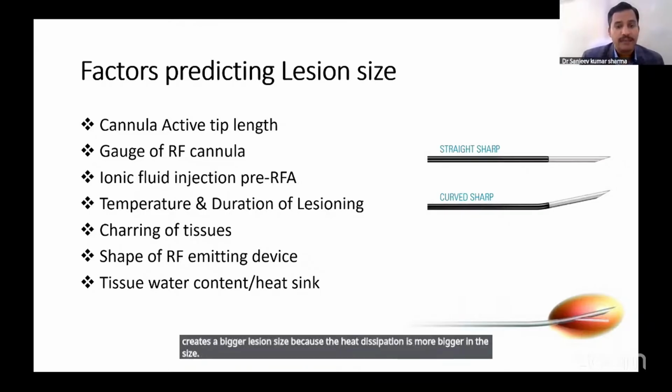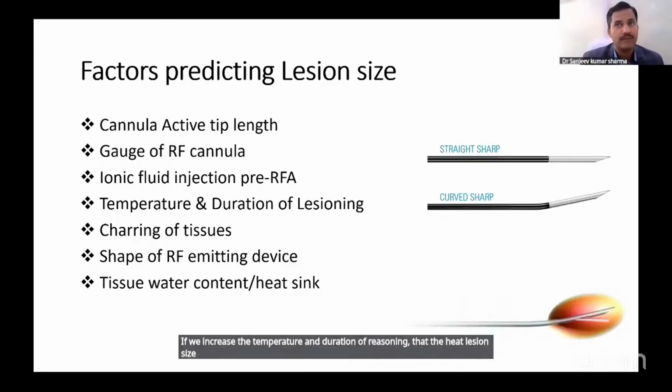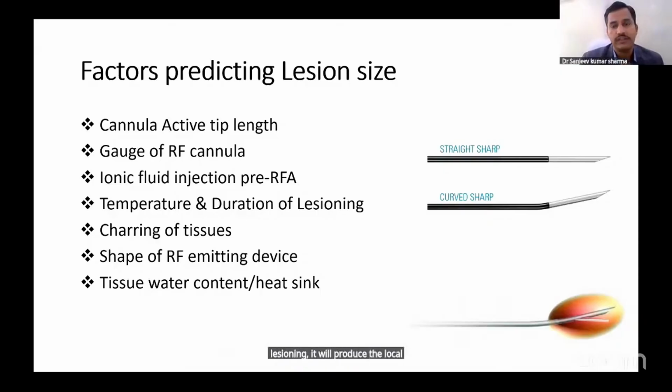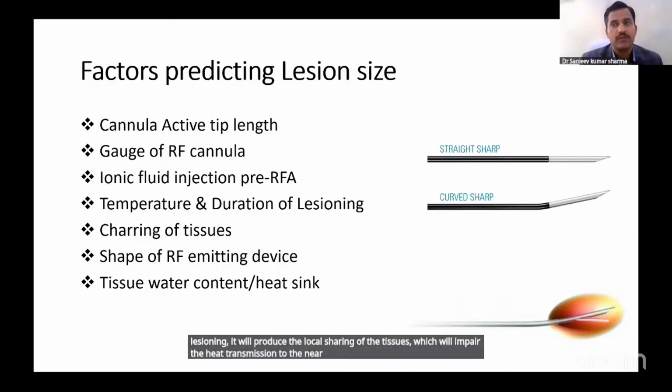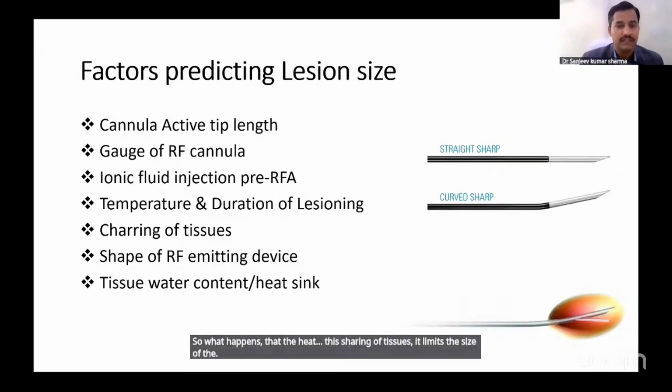If we increase the temperature and duration of lesioning, the heat lesion size will be bigger, but there is a difference: if we keep on increasing the temperature and duration of the lesioning, it will produce local charring of the tissues, which will impair the heat transmission to the nearby tissues. So this charring of tissues limits the lesion size.